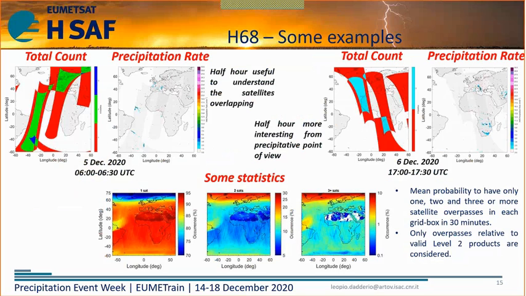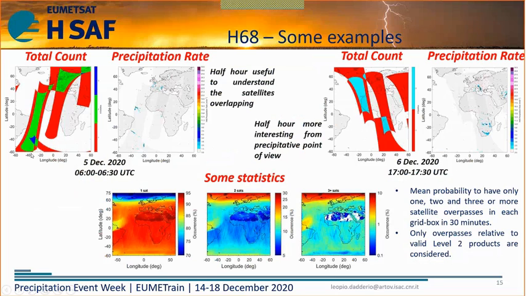So these are some examples, output examples of H68. You can see both the total count, so the number of satellites for each grid box, or passes each grid box in a given 30 minutes, and the corresponding precipitation rate for these two half hours considered here. So you can see the advantage of H68.